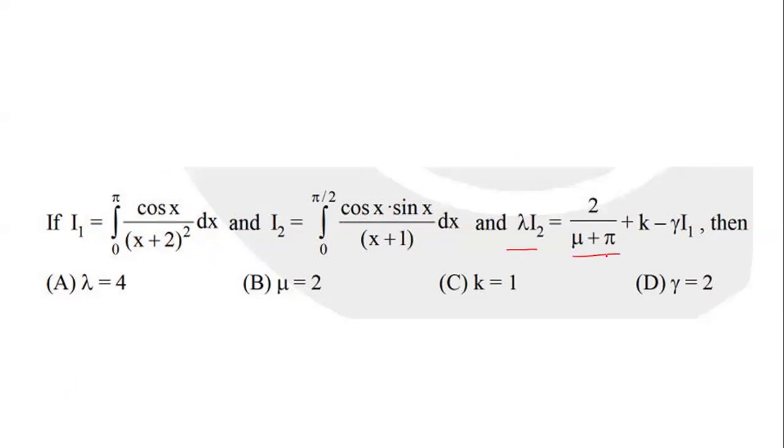2 divided by mu plus pi plus k minus gamma times I1. So we have to find the value of lambda, mu, k and gamma. So first of all, we have to find the relation between I2 and I1, and then we have to use that relation to know the value of lambda, mu and k and gamma. So first of all, let's find out the relation between I2 and I1.